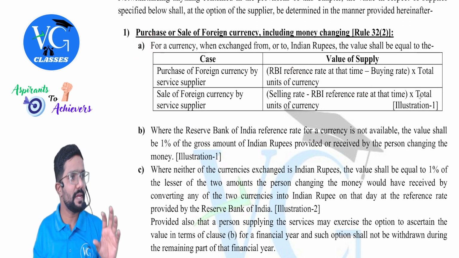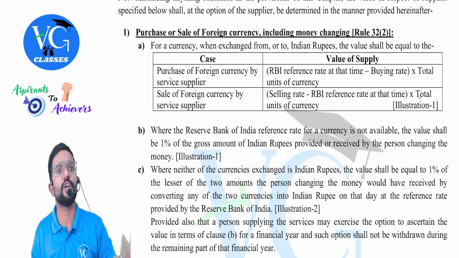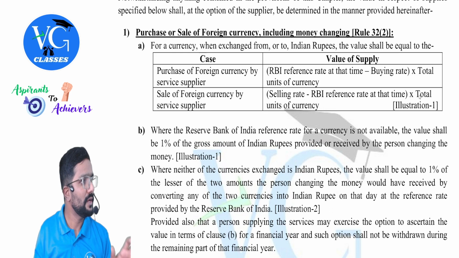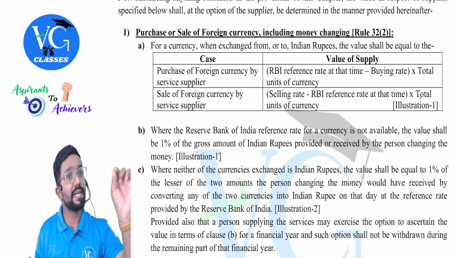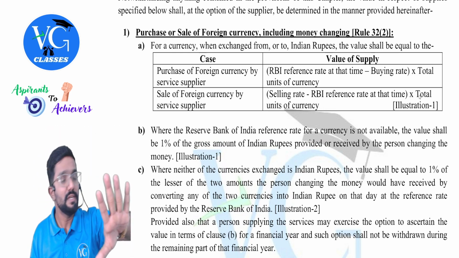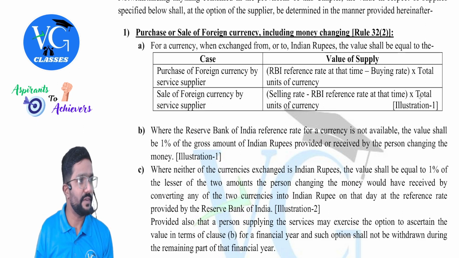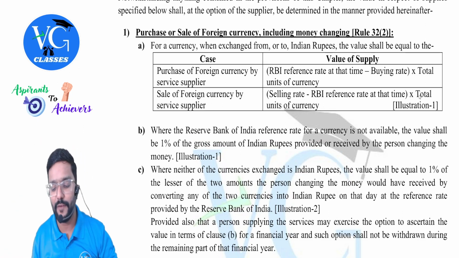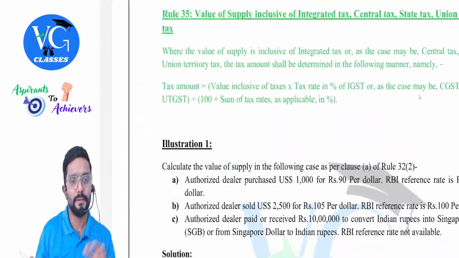No. Sir, a currency is exchanged by an authorized dealer for which RBI reference rate is not at all available. Not at all available. In that case, what should we take? Guys, if that currency is exchanged into Indian rupees, take 1% of that. Take 1% of it. Is that clear? Yes. For that also, I have one point in illustration one only. C point you can see.